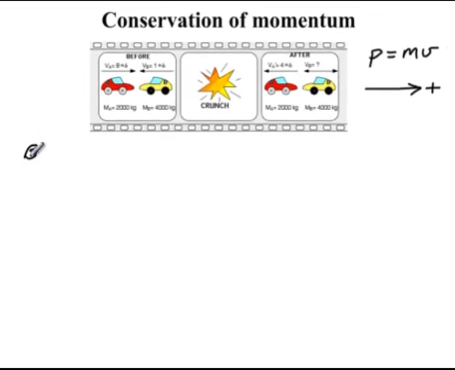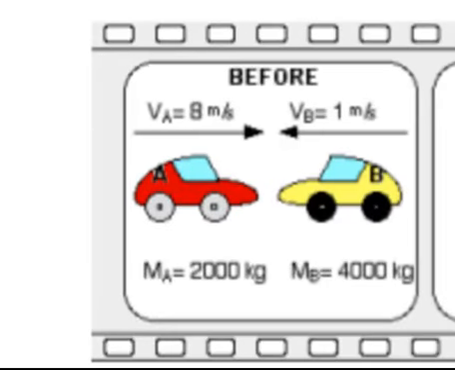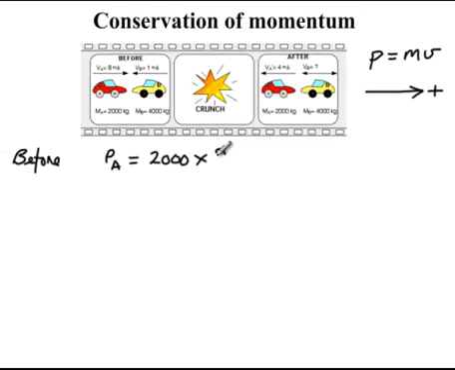So, before, I can say that momentum of car A is equal to its mass, which is 2,000 kilograms, multiplied by its velocity. And if I look at its velocity here, its velocity is 8 meters per second in the positive direction. That's 8. So that equals 16,000 kilogram meters per second.